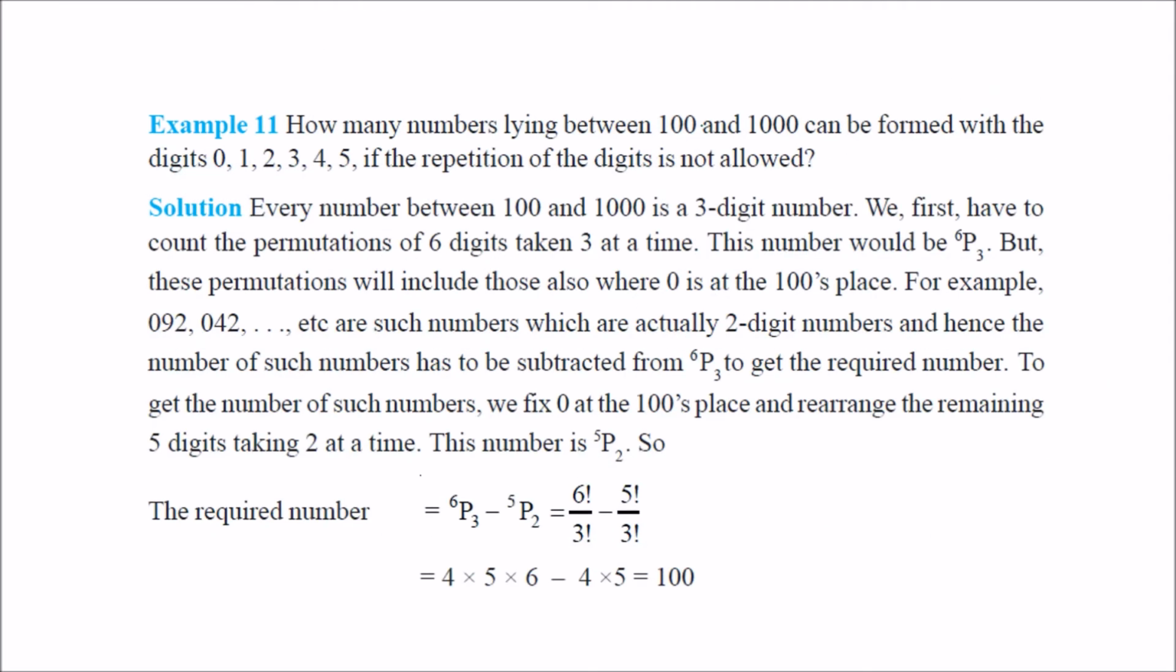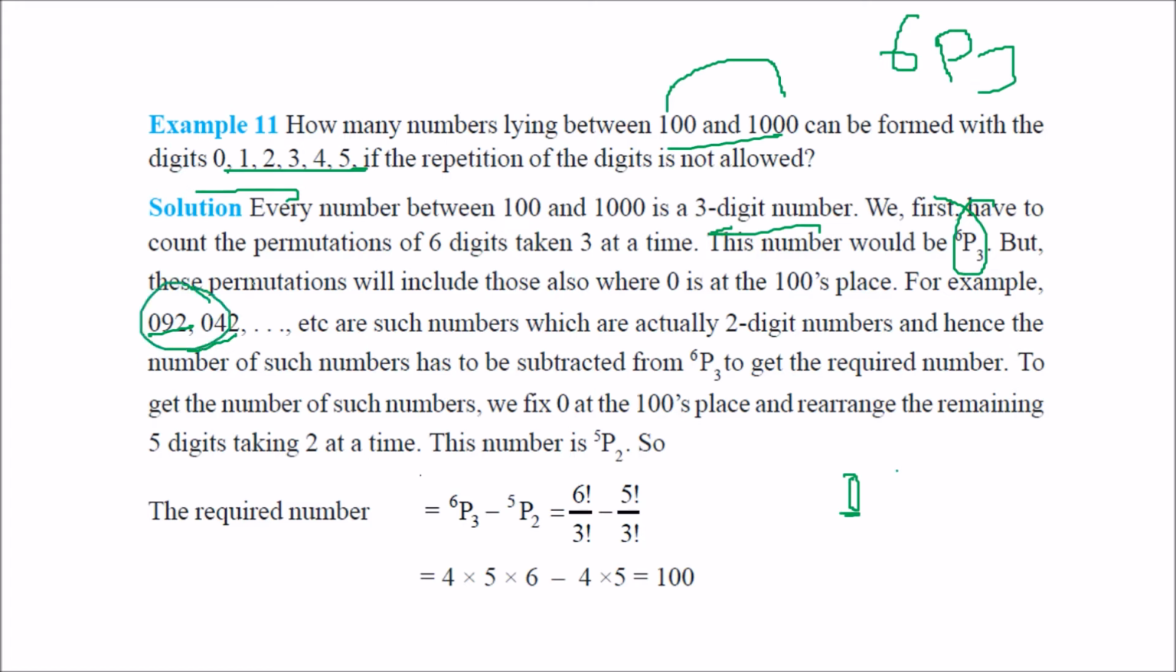Next is how many numbers lying between 100 and 1000 can be found with the digits 0, 1, 2, 3, 4, 5. So first thing is that between 100 and 1000 there are 3-digit numbers. So there are six digits available to us, and you have to choose 3 of them because these are 3-digit numbers. So this will be 6P3. But here is a problem. If you start with 0, say 092 or 042, these are not 3-digit numbers, so this will not count. So you have to remove this kind of situation from the already chosen 6P3.